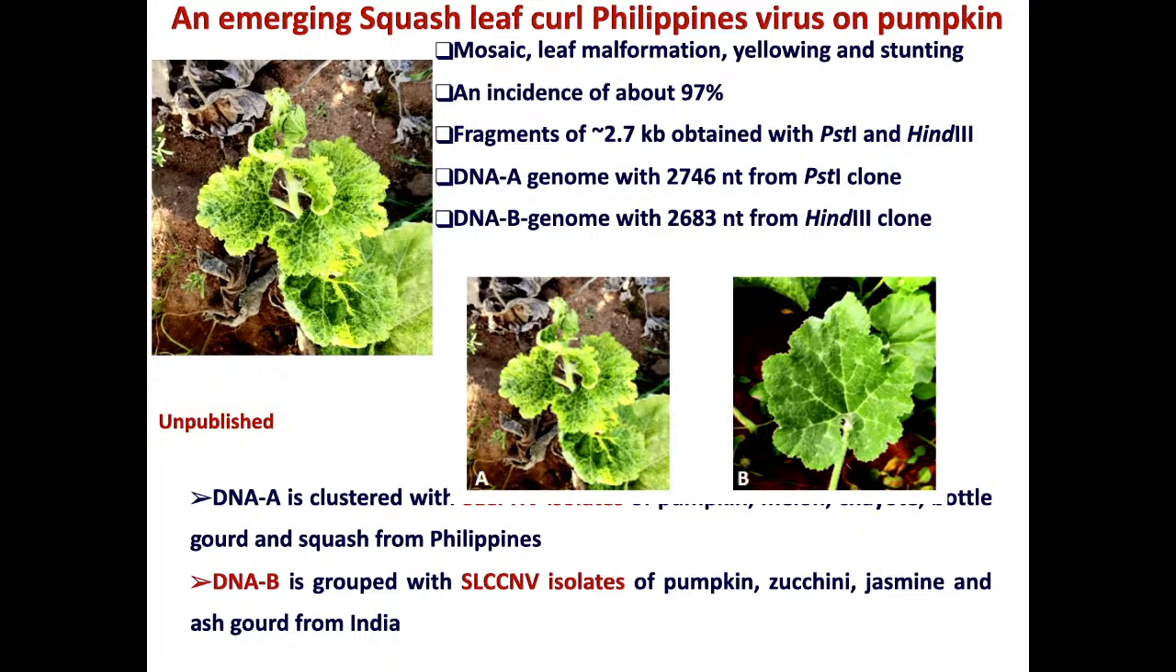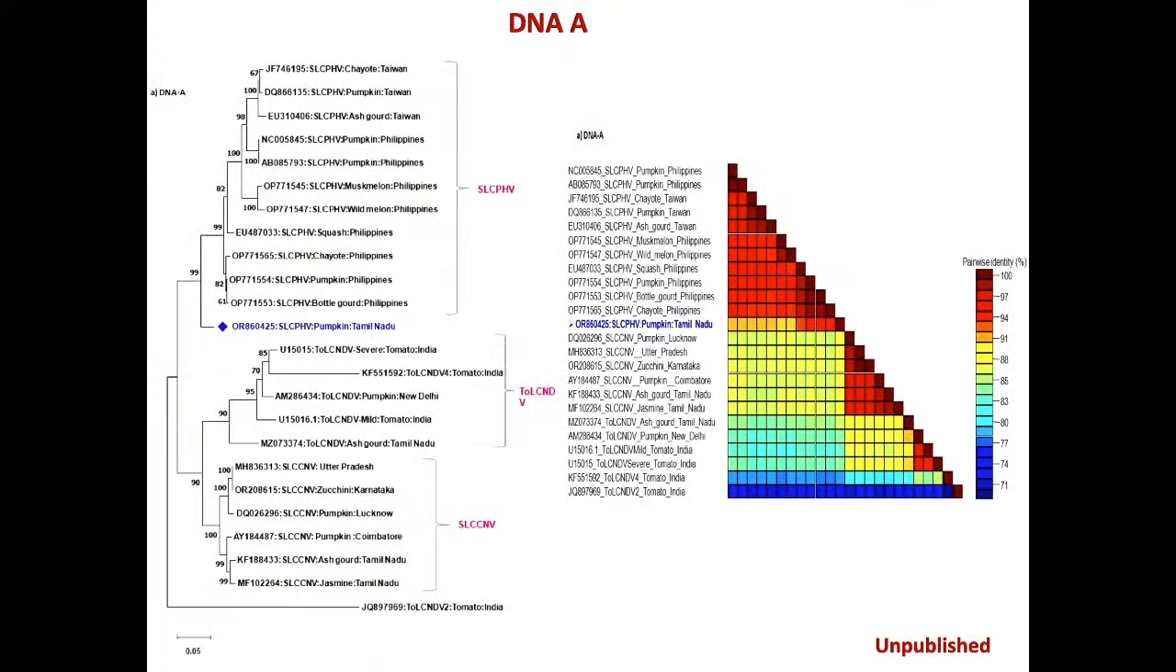Then imagine how much pressure of this virus is present, especially the begomoviruses. And we could get 2.7 kb by these two restriction enzymes. It is a bipartite genome with A and B, approximately 2.7 kb. There are slight variations, but this DNA A is aligning with the squash leaf curl Philippines virus, whereas DNA B is aligning with the squash leaf curl China virus. So there are variations, there are recombinations, and we have reported it as a new viral species infecting Cucurbitaceous crops.